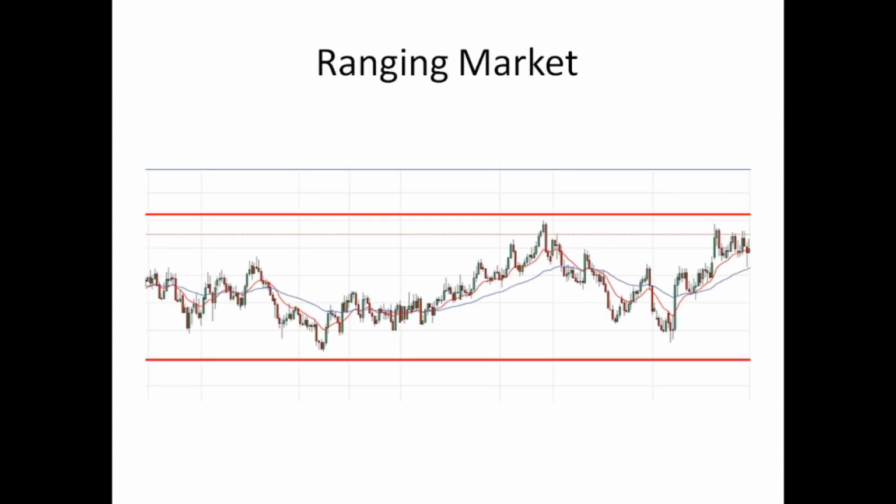And the final illustration we have here is a ranging market. So you can pretty much see it's kind of going just sideways between an upper limit and a lower limit, and not really kind of going any higher or making any new exciting changes there.